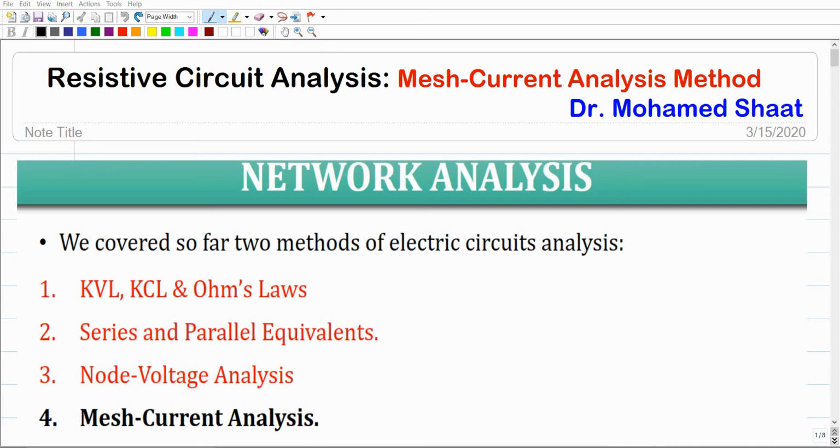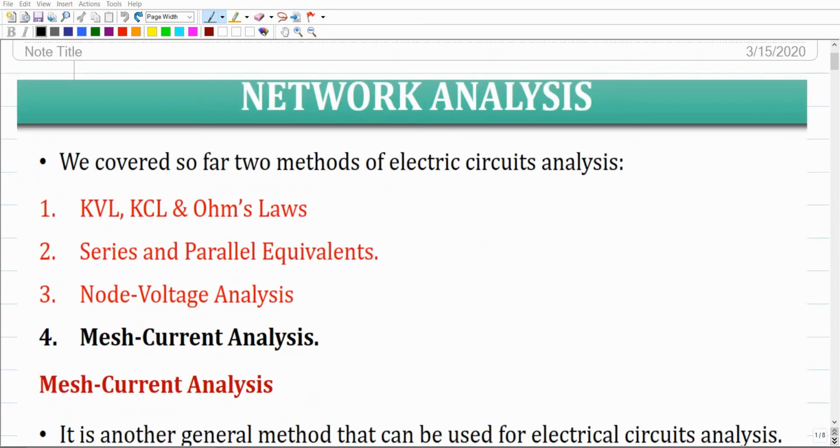We have discussed so far three steps or three methods of resistive circuit analysis, which are the Kirchhoff voltage law, current law, and Ohm's law. The second method that we already covered is the series and parallel equivalence, and how we can make use of the equivalent resistance of a set of resistances distributed within an electrical circuit to do some analysis for that circuit.